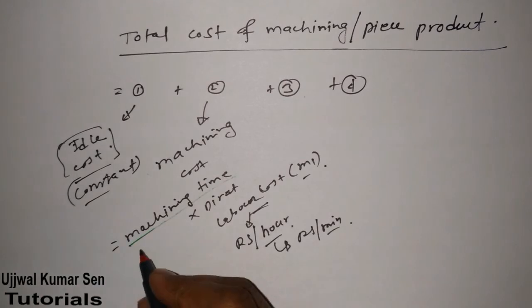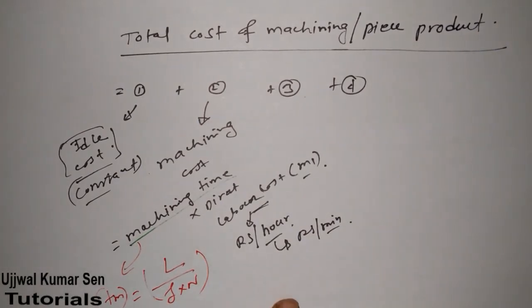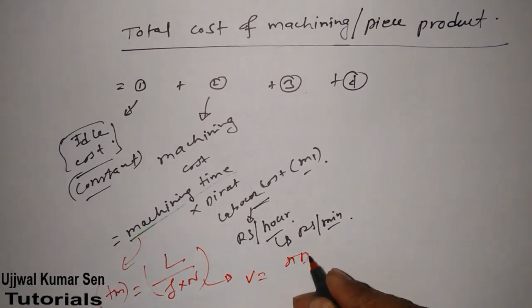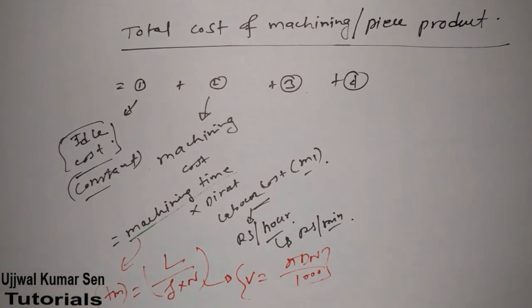Now, what is machining time? Machining time, which we denote by tm, is equal to L by F into N. L means the length of travel by the machine, F is feed in mm per revolution, and N is in rpm. You can relate this N to another formula, that is speed is equal to pi dN by 1000. Now you can understand how these formulas are related to each other. So if you know how to find the total cost of machining, then automatically you will come to know a lot of formulas and relations, which really help you solve numerical problems.